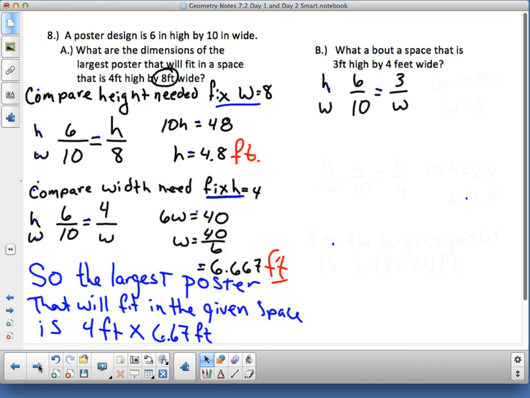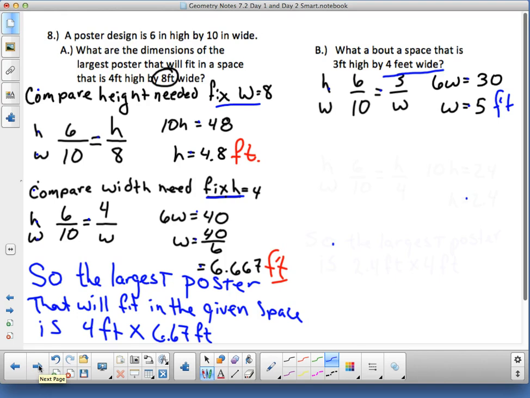Now, keep in mind, what about a space that is 3 feet high by 4 feet wide? I find it, I'm looking, hey, that's 5. But that's a width of 5 feet. Will it fit in the space provided? Yes or no? No, because if the width is going to be 5 feet and the other one is 4 feet wide, it's not going to fit.